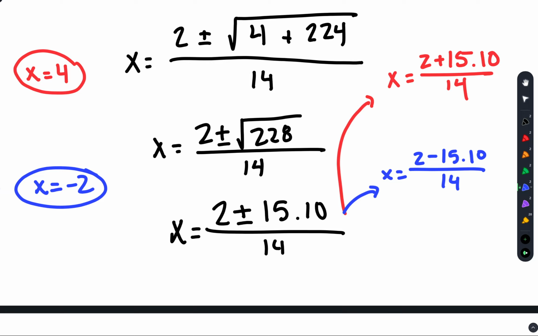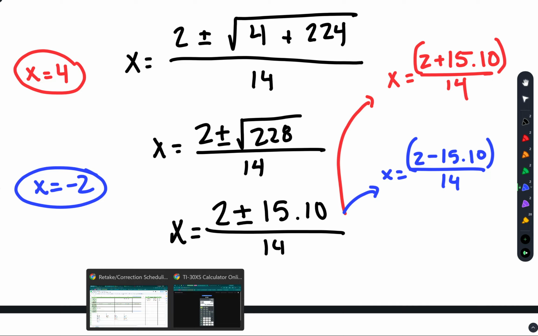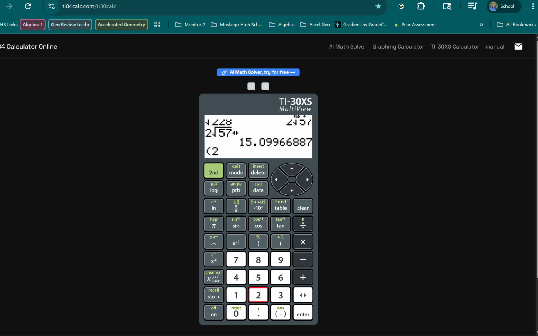Okay, here's another hint. We can do this in our calculator as well. When we plug this part into our calculator, I want us to be putting this top part in parentheses. If you do not put the top part in parentheses, your answer will be wrong. So you either do it step by step or put it in parentheses. We can plug the whole thing into my calculator. So let's take 2 plus 15.1 over 14, which looks like this. In parentheses, 2 plus 15.10, end parentheses, all divided by 14.